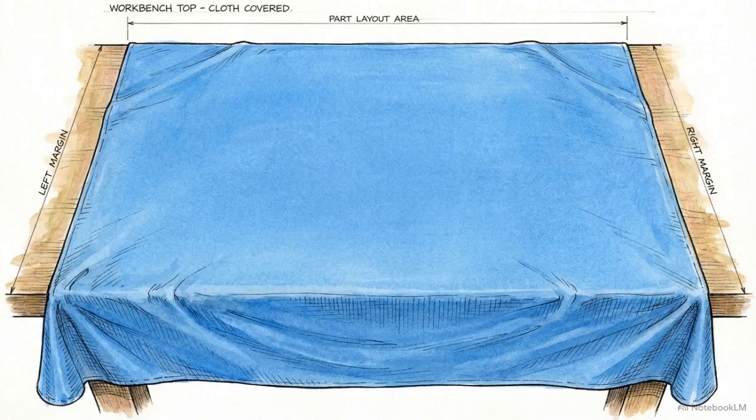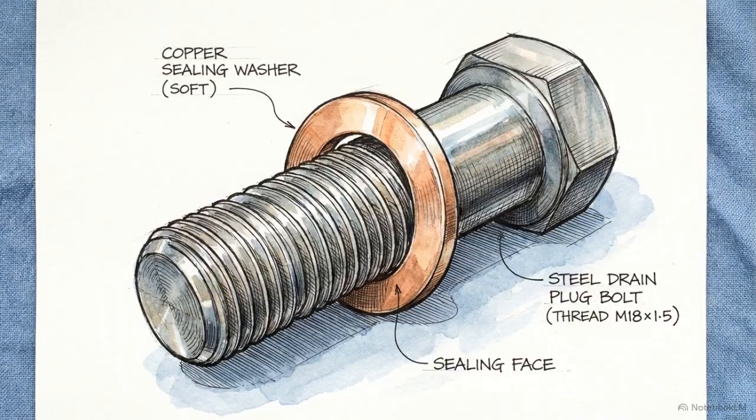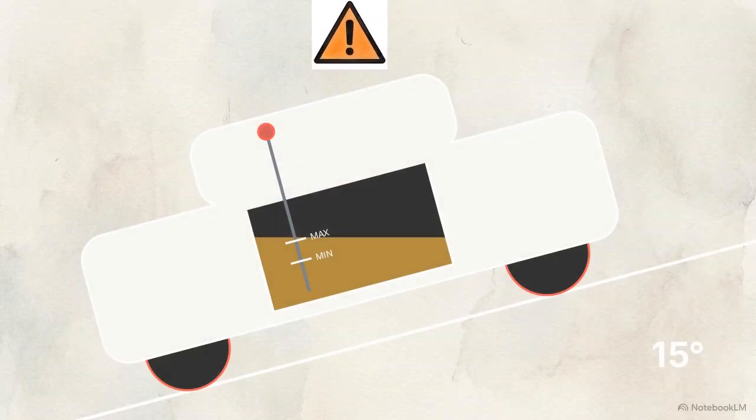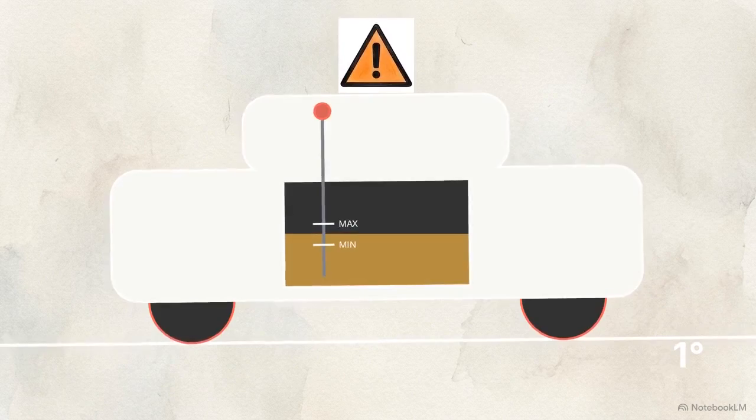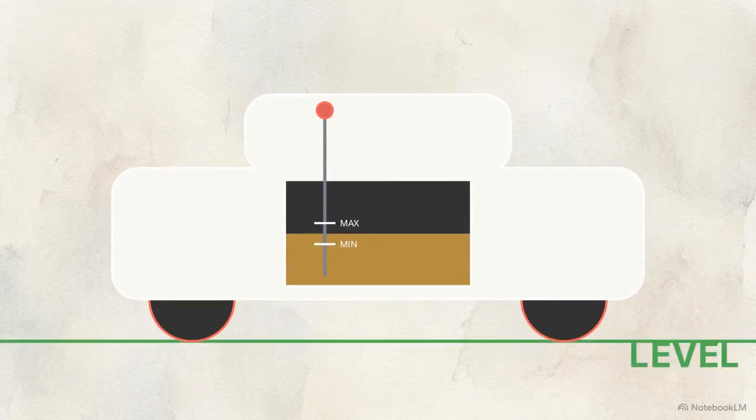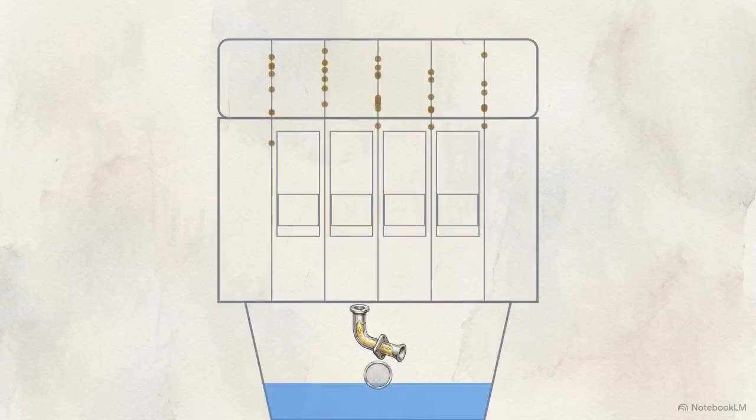This reset requires mandatory hardware replacements: a fresh paper oil filter, a new rubber seal, and a replacement sealing washer for the sump plug to ensure the pressurized circuit remains sealed. Re-establishing the fluid level requires adherence to strict physical rules. The vehicle must sit on an entirely level surface, and the engine must remain off for at least 2 minutes, allowing the oil trapped in the upper galleries to drain back into the sump.